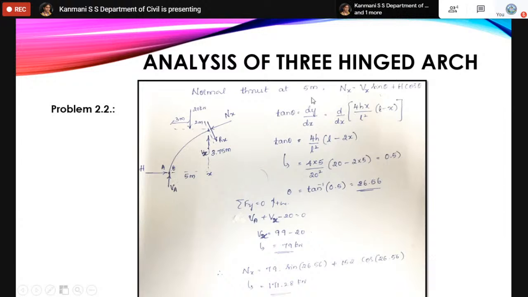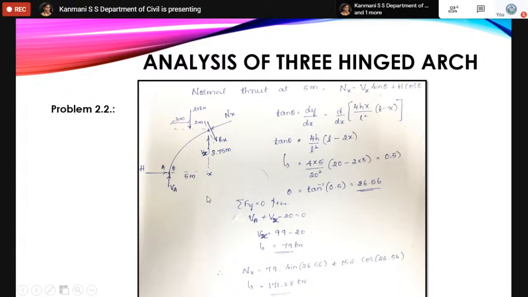To know angle theta, I will take the basic parabolic rise formula y, and differentiate it once. With that, I'll get the slope value. I have kept y as 4hx by L square into L minus x. If you differentiate this, 4h by L square is a constant, I'll take it outside. The remaining thing is Lx. Differentiating Lx, I'll get L, and then minus x square, differentiating x square, I'll get 2x. So this is the tan theta value. Substituting the values, theta will be equal to 26.56 degree.